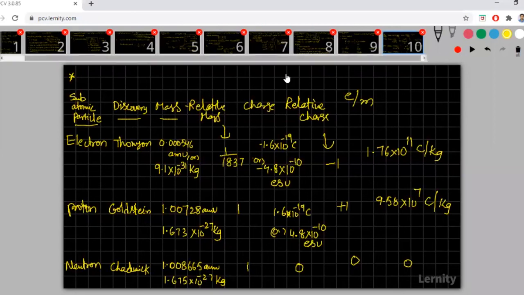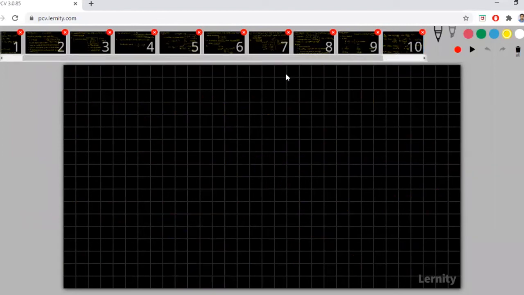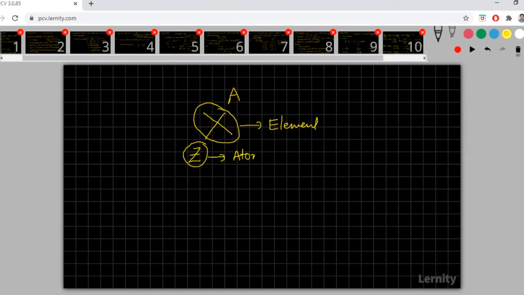So all these topics are okay. Now I want to enter a simple question. Please see X, A, Z. X is called the element. And Z means atomic number. What is the definition of atomic number? The number of protons present in the nucleus. And what is A called? A is called the mass number.